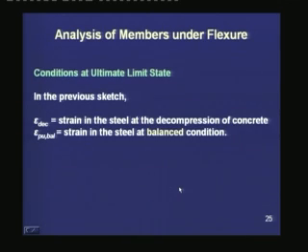Now, in this previous sketch, epsilon DEC is the strain in the steel at the decompression of concrete, and epsilon PU balance is the strain in the steel at balanced condition.